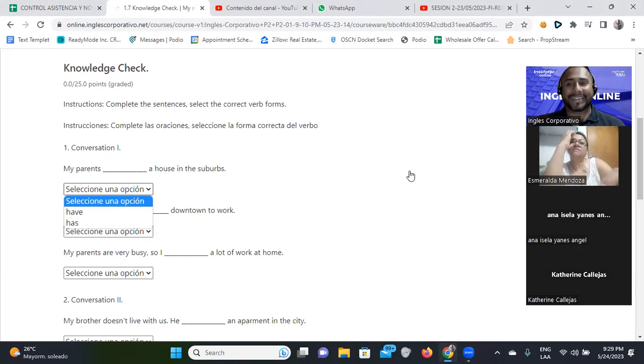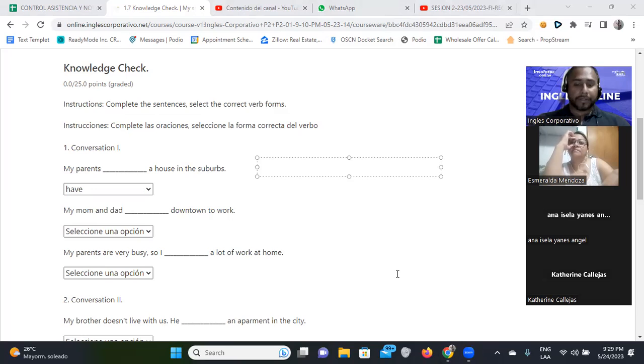My parents have, very good. Have. El has solo es para tercer persona, ¿verdad? Digamos que yo digo, mi papá tiene un pickup. My father has a pickup. Allí puedo usar el has, porque estoy refiriéndome a my father, una persona.